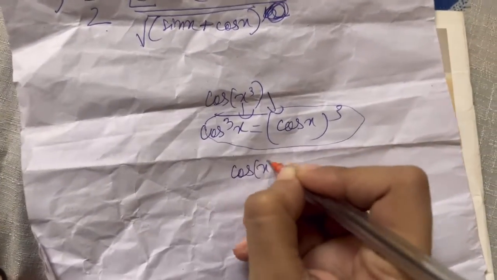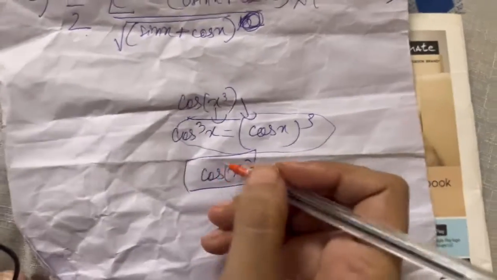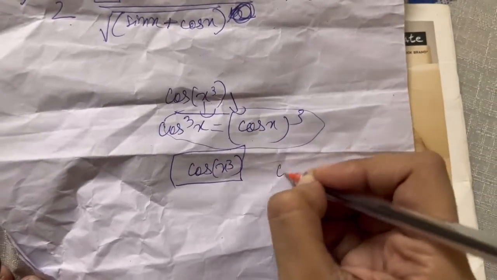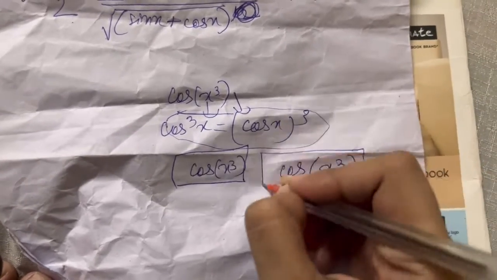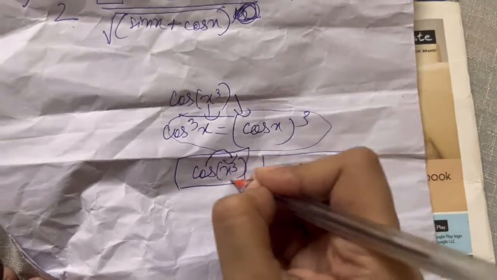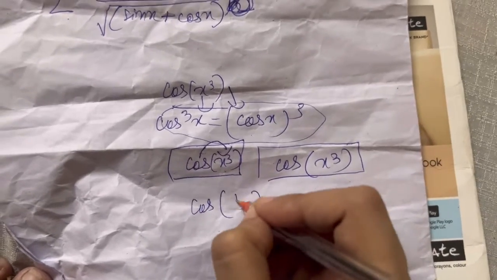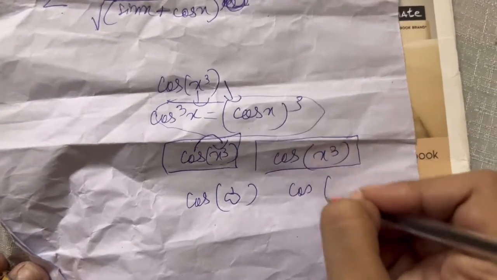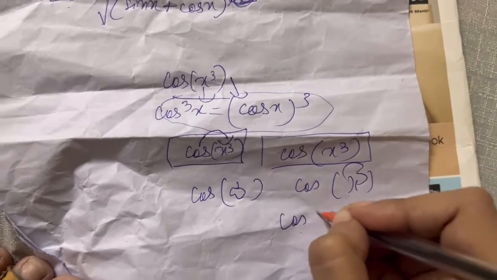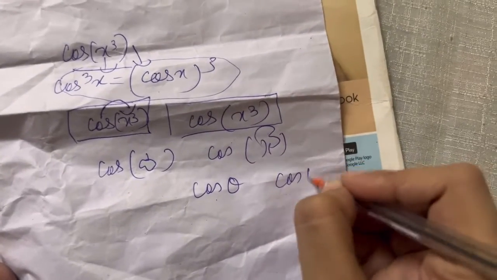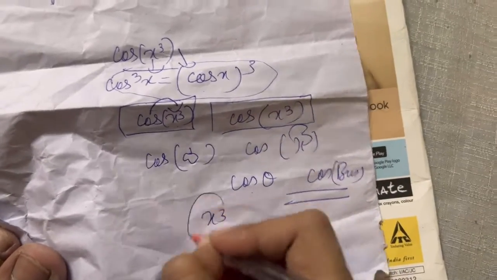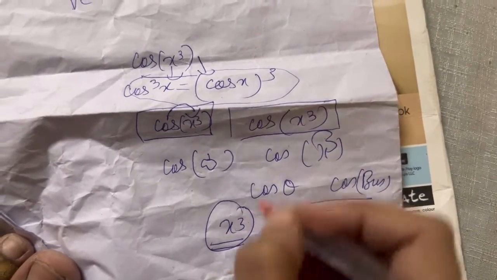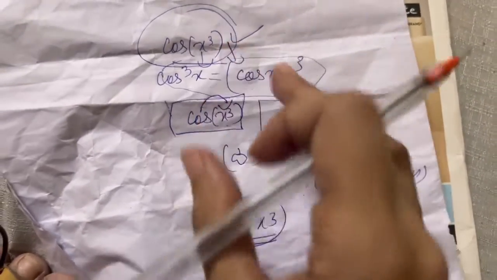Cos x cube means cos is a function of x cube. You need to understand this. Cos is a function of x cube. Just as I told you, cos could be a function of apple, cos tree, cos theta, or cos bus, anything. So x cube is that anything. So cos is a function of x cube in this particular function.